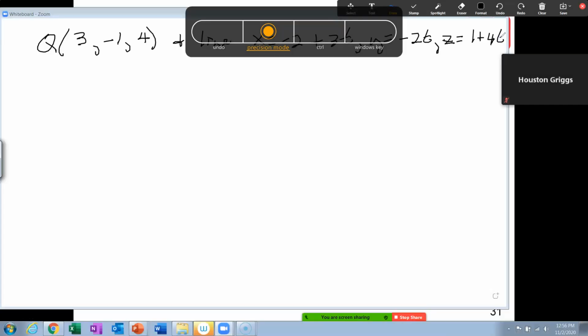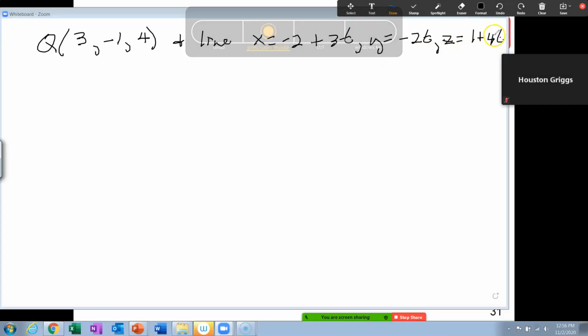Okay, so find the distance between that point and that line. Okay, cynic that I am, I want to make sure that this point is not on that line.